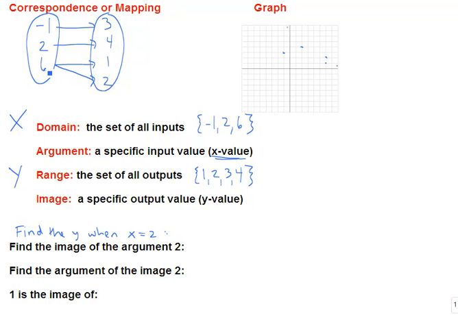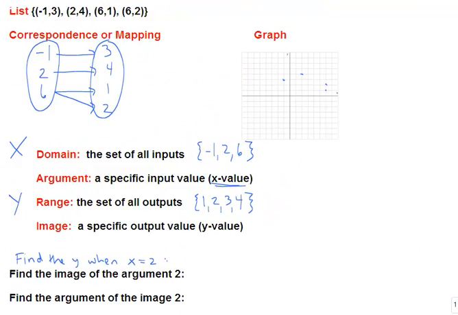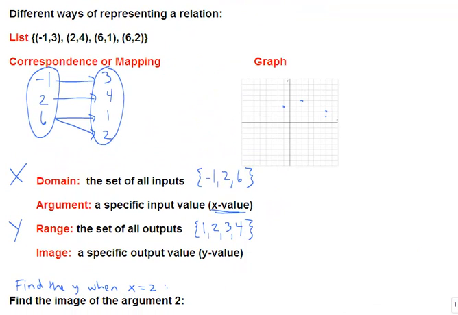If we look at our correspondence mapping, or even if we go up to our list with ordered pairs, which one of these ordered pairs has an x value equal to 2? That would be this ordered pair right here, 2 comma 4. So when x is 2, what is y? Y is 4. So our answer here would be the image is 4 when the argument is 2.